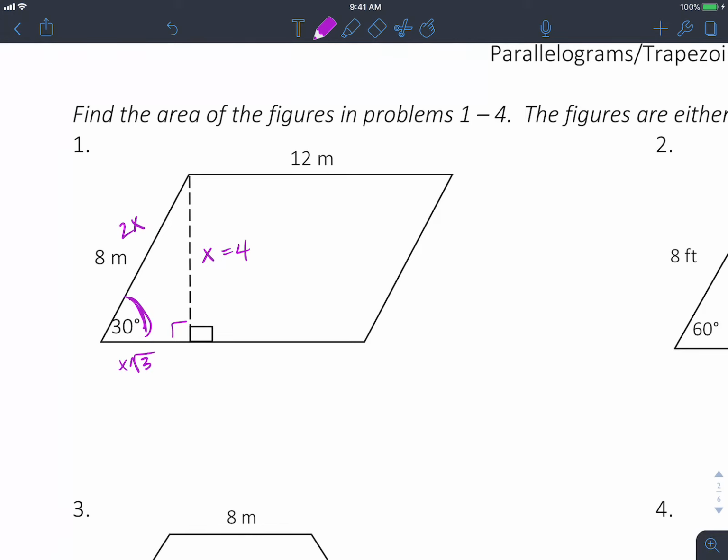So, the area of our parallelogram is going to be base times height. So, our base is 12 and our height is 4. So, the area of this parallelogram is 48.